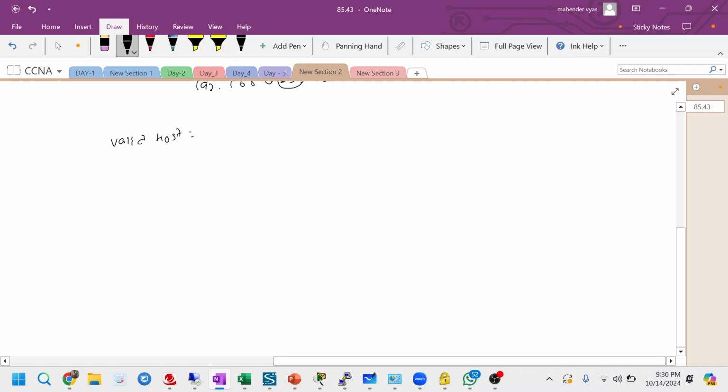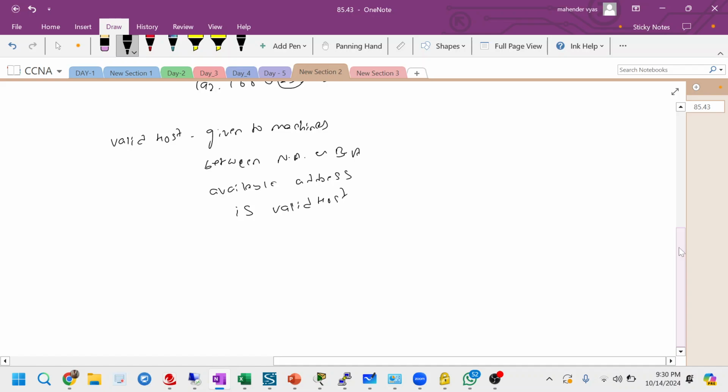Valid hosts are the addresses given to any machine, and these will be between the network address and the broadcast address. Whatever address is available between the network address and the broadcast address is a valid host.